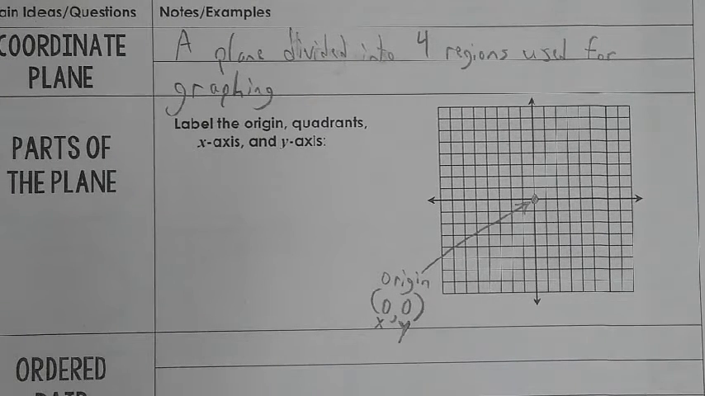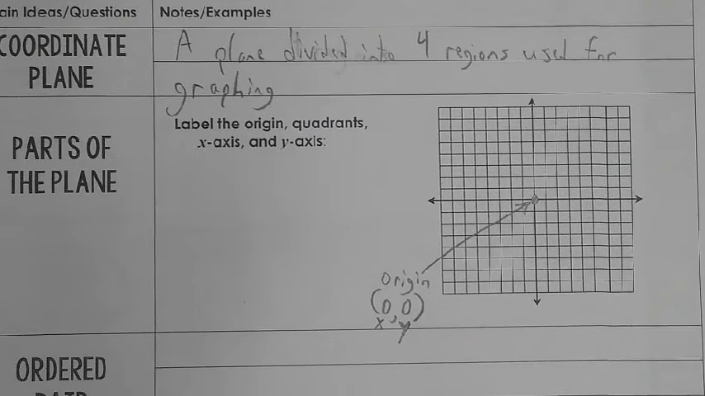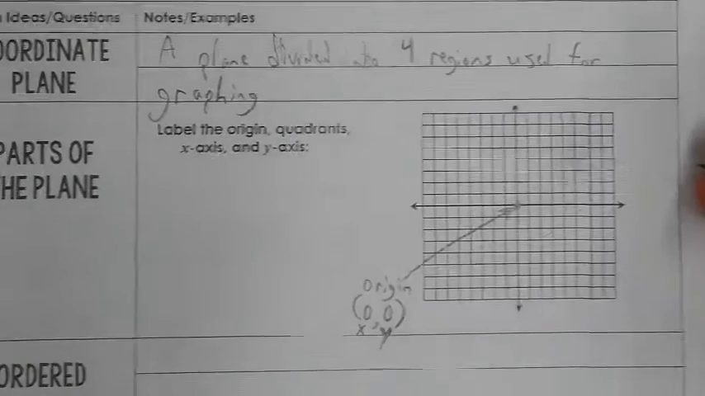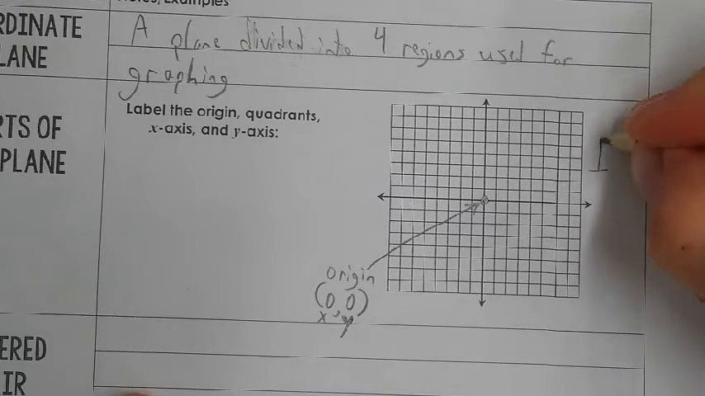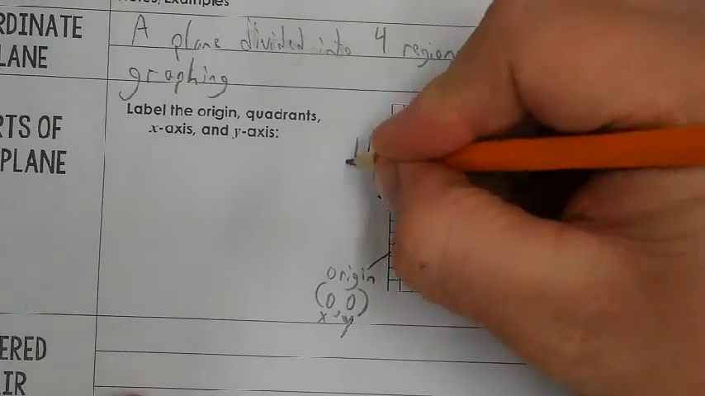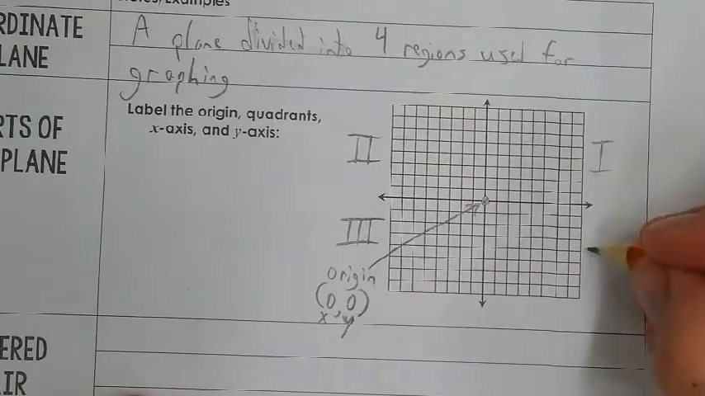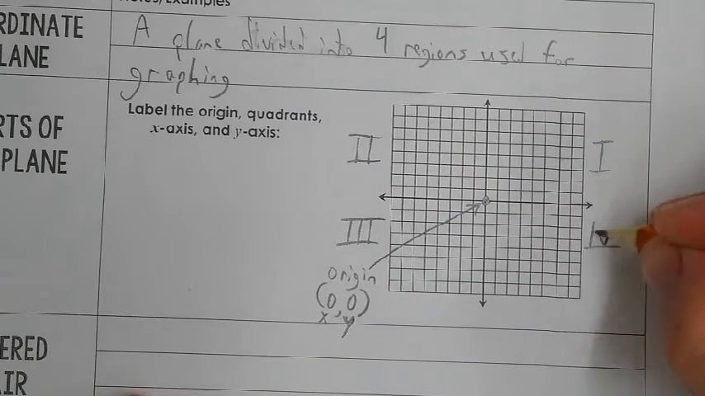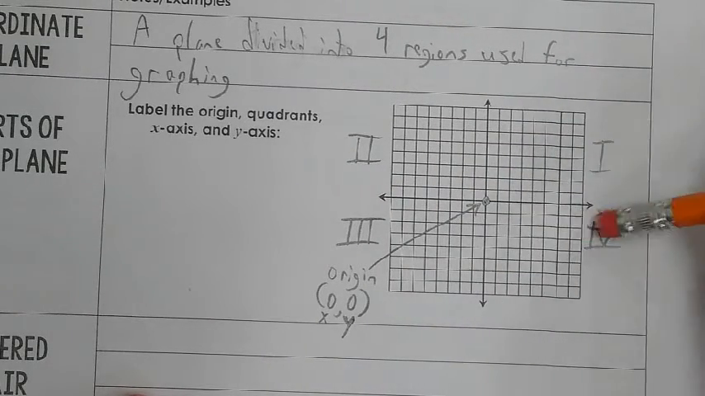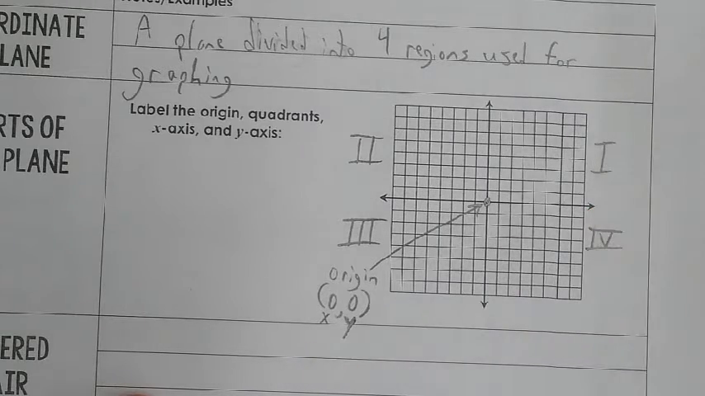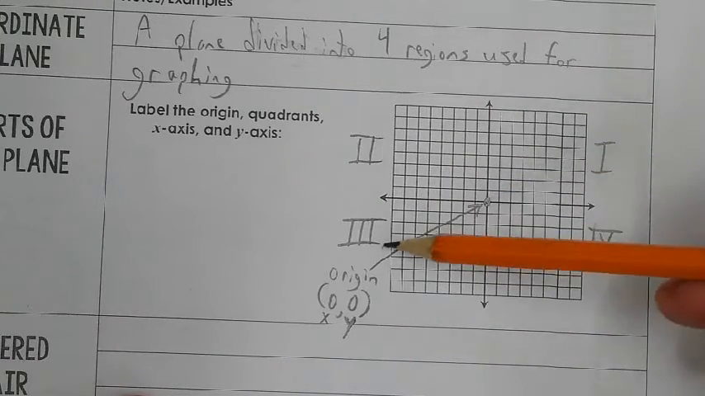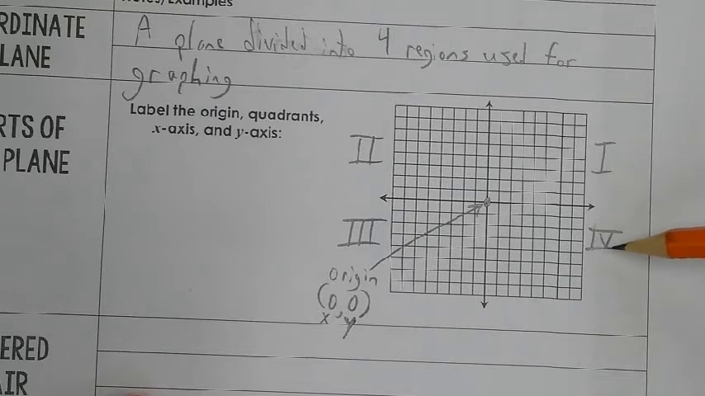Quadrants. Who remembers how the quadrants are labeled? 1, 2, 3, 4. And they're Roman numerals. They're not just regular numbers. So it's 1, 2, 3, and 4. The first looks like a capital I, then a double I, then a triple I, and then IV.